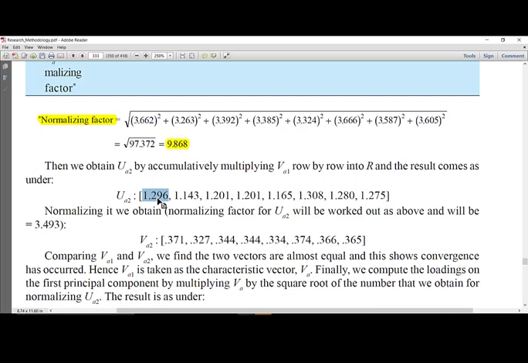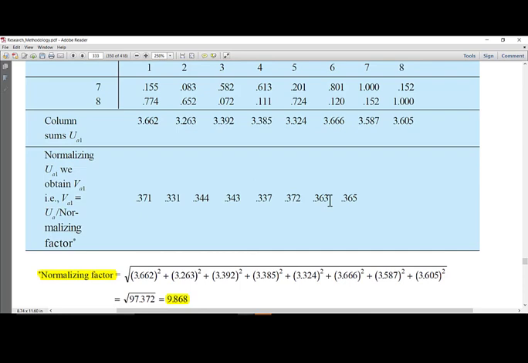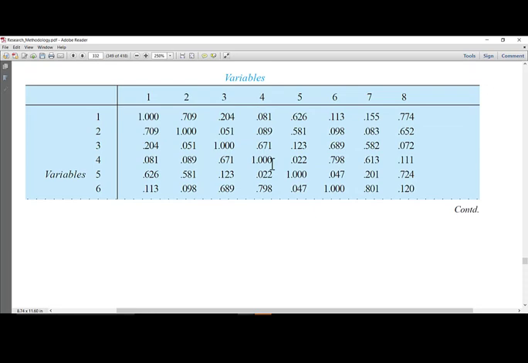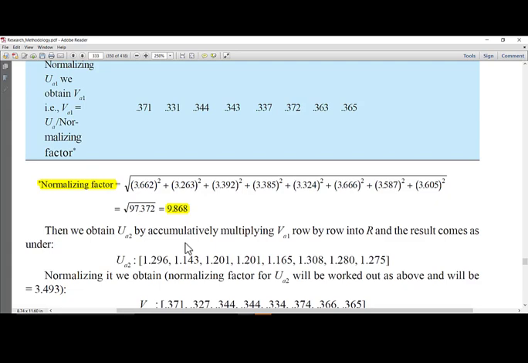Now I explain how 1.143 is obtained. The VA1 elements are multiplied with the second row elements, element by element, and the products are summed up, which gives us 1.143. Now what about the third one, 1.201? This is obtained from the VA1 values multiplied with the third row.